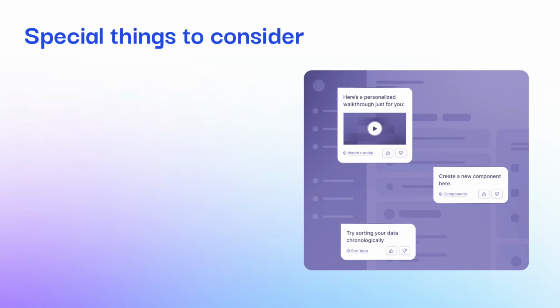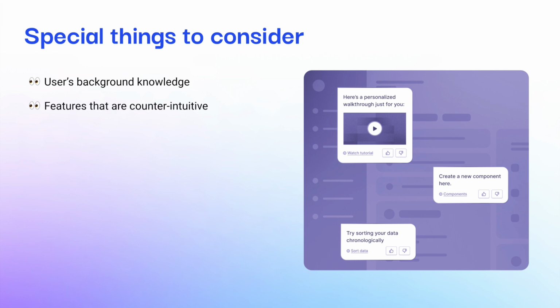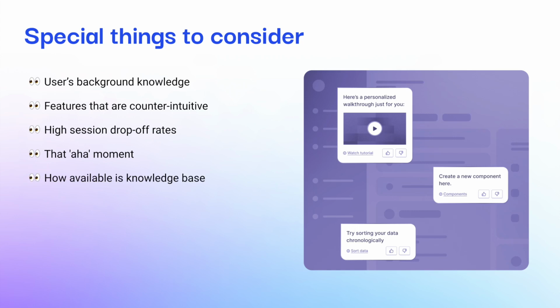When you're designing a SaaS onboarding strategy from scratch, there are a few things that you should consider including. These are an average user's background knowledge when using the product for the first time, any features that are counterintuitive in how they work, any features or pages that experience high session drop-off rates, any feature or page that acts as a precursor before routine and healthy user interaction, that aha moment that invigorates users, any existing knowledge bases and how available is that knowledge base to an average user, and an average user's typical willingness to learn a product.